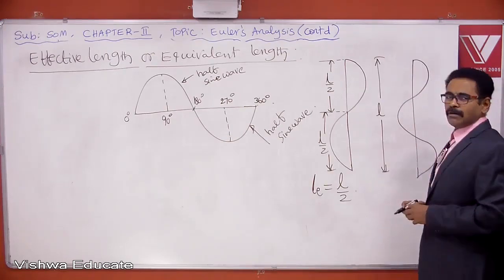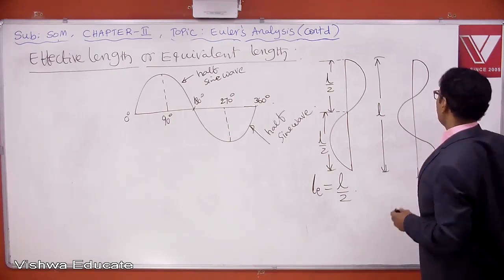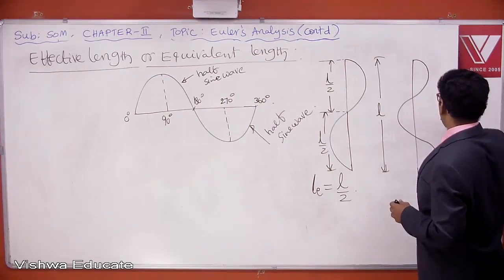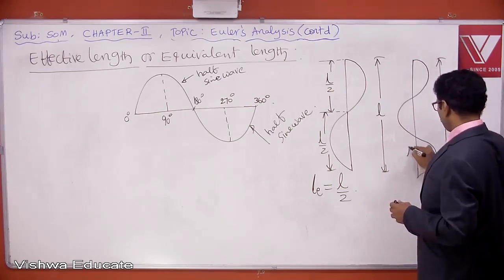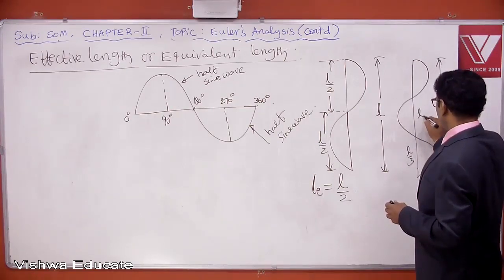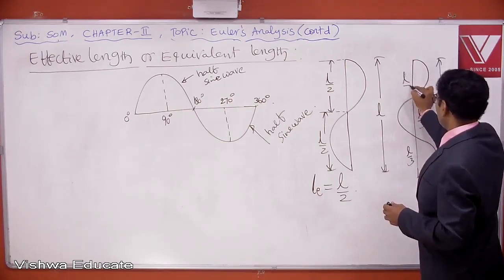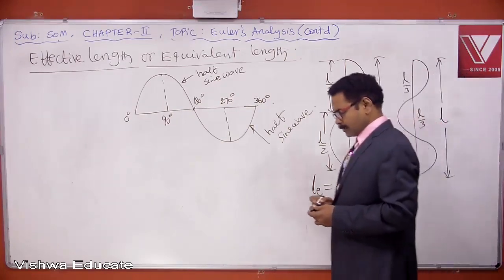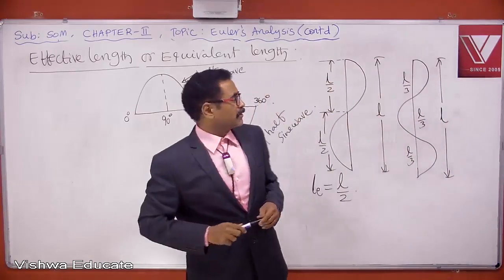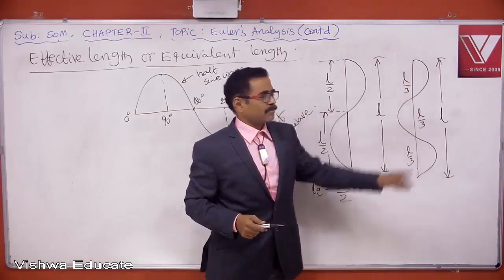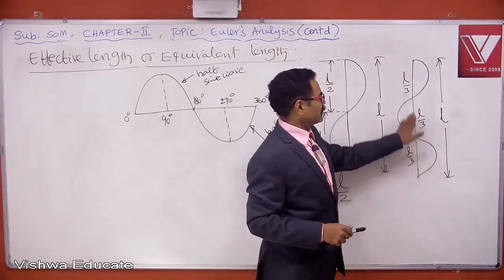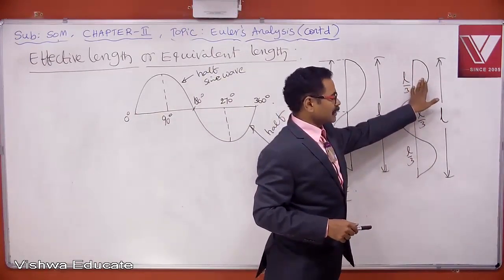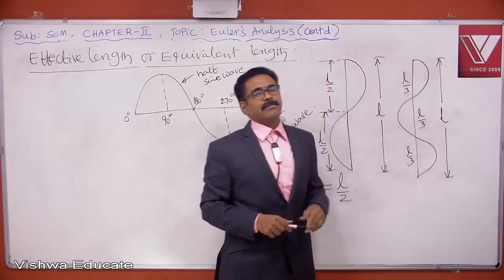A column may buckle like this. What is effective length? Total length of column is L. This is L by 3, this is another L by 3, this is another L by 3. So how many half sine waves are present in this problem? First half sine wave, second half sine wave, third half sine wave. 3 half sine waves are available.